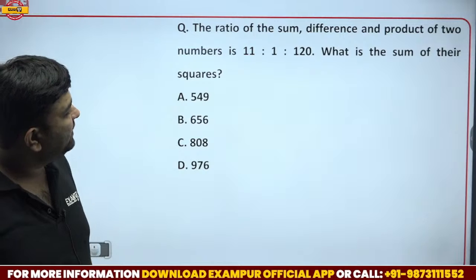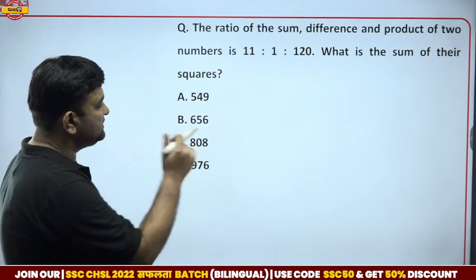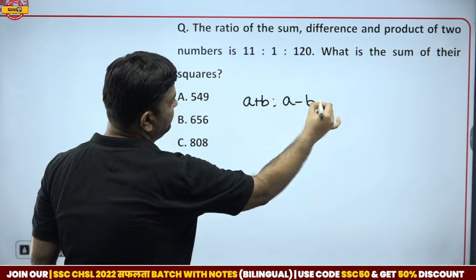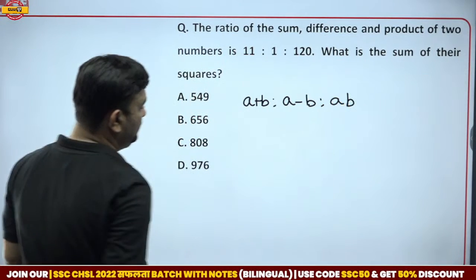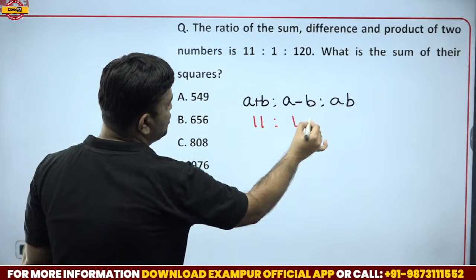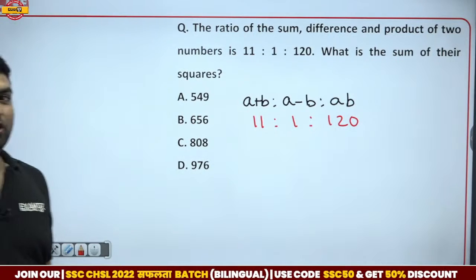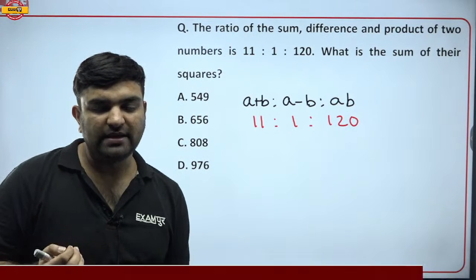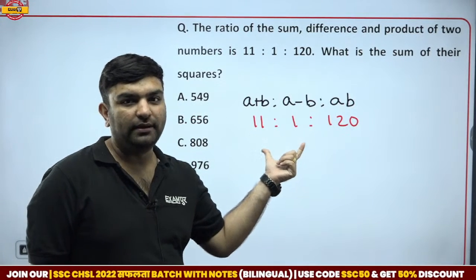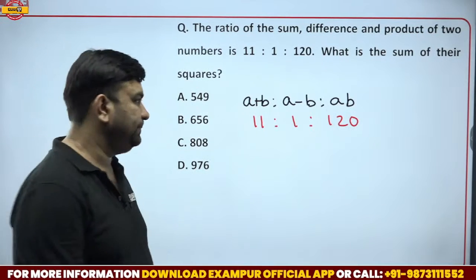The ratio of sum, difference and product of two numbers is given. Sum, difference and product of two numbers, the ratio is 11 ratio 1 ratio 1. You can imagine this pretty easily, that obviously the solving has to be done taking 2 at a time.